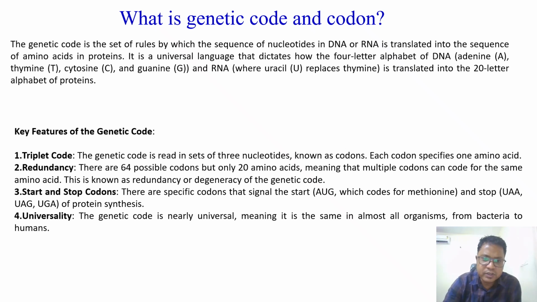Start and stop codons. There are specific codons that signal the start: AUG, that is the start codon. Actually, I'll show the graph. And stop codons UAA, UAG, and UGA. Universality: the genetic code is nearly universal, meaning it is the same for almost all organisms, from bacteria to human.